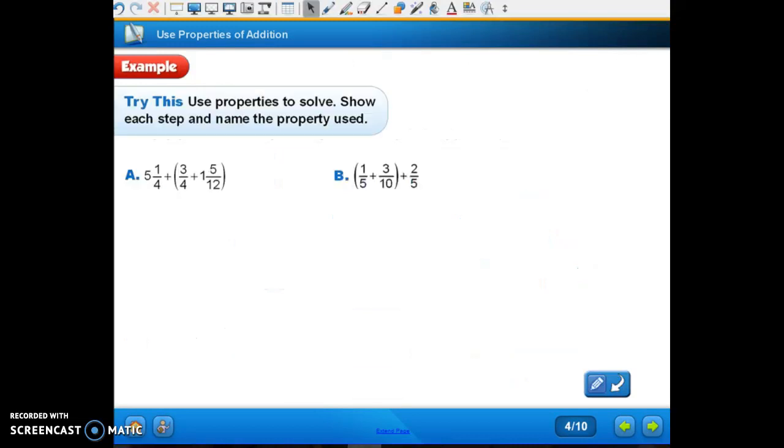Right, it says, try this, use properties to solve, show each step, and name the property used. So, page 282. Are we going to have to use our commutative property here and move anything? Any numbers? No. We're just going to use our associative. I'm just going to abbreviate it like that. So when we rewrite this, which you should be doing, we would move our parentheses over to encompass the first 2.